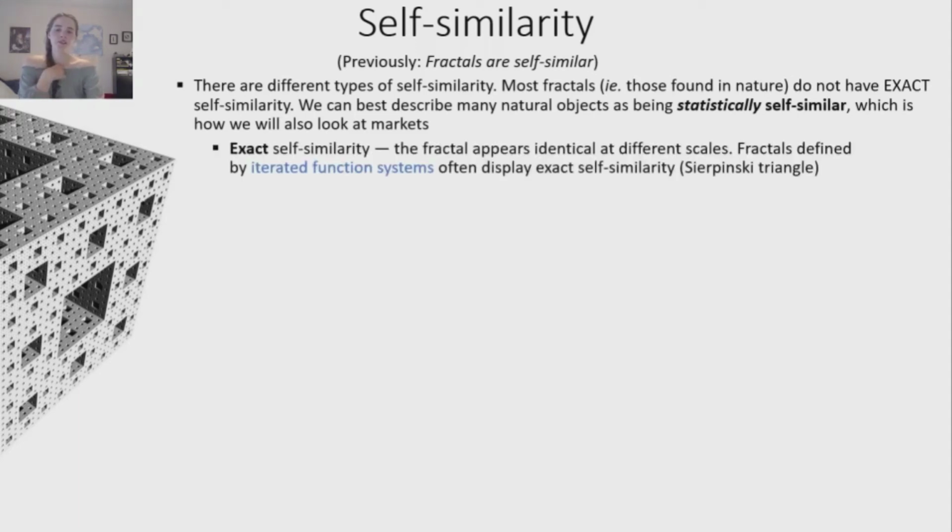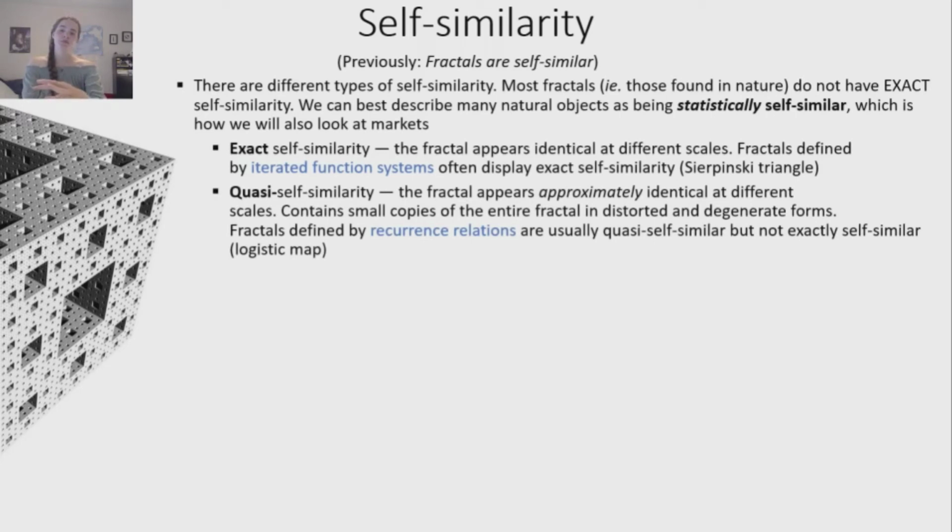In exact self-similarity, the fractal appears identical at different scales. Fractals defined by iterated function systems often display exact self-similarity. So this is the Sierpinski triangle that we saw with the chaos game, and there's also another set of slides for the Sierpinski triangle, so I can show you exactly what I mean by an iterated function system and exact self-similarity.